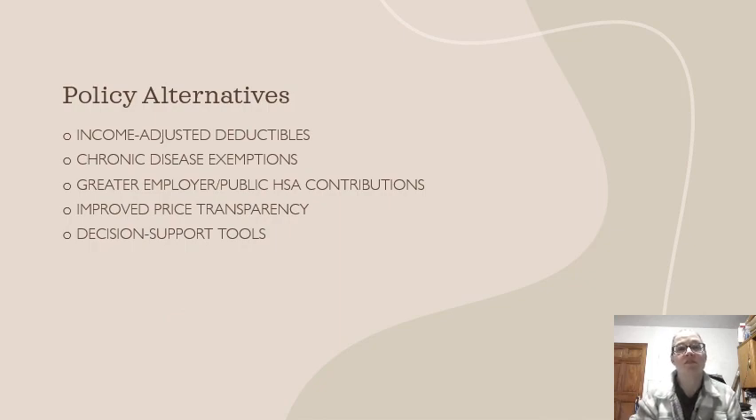Policy alternatives. Potential alternatives include income adjusted deductibles, exemptions for chronic disease management, increased employer or public contributions to HSAs, and improved price transparency tools. These approaches could preserve cost control goals while improving equity and access.